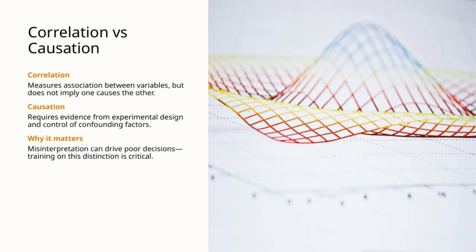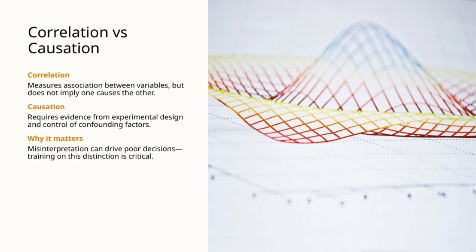Let's talk about correlation first. Correlation measures the association between two variables, meaning how they tend to move together. But it's important to remember that just because two things are correlated, it doesn't mean one causes the other. They might be related, but causation is a different story.